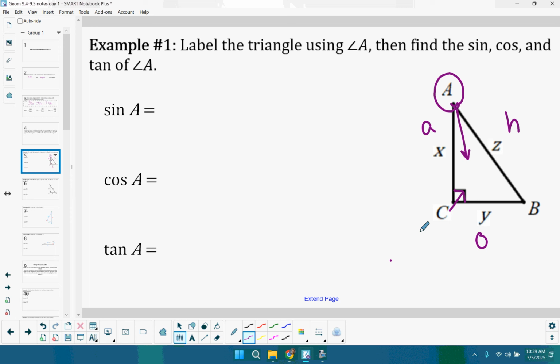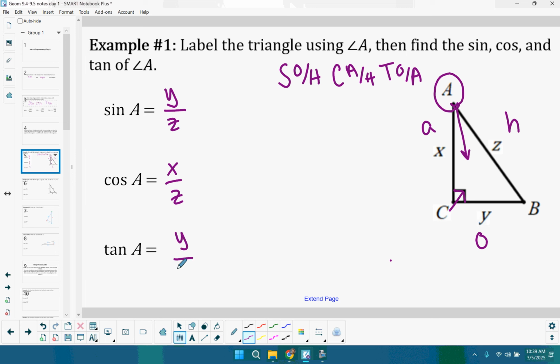That's our A. For sine, I'm going to write my SOHCAHTOA out again. SOHCAHTOA. Sine is going to be O over H. So O over H is Y over Z. For cosine of A, so that's A over H, that's going to be X over Z. And the tangent of A is going to be O over A, so that's Y over X.